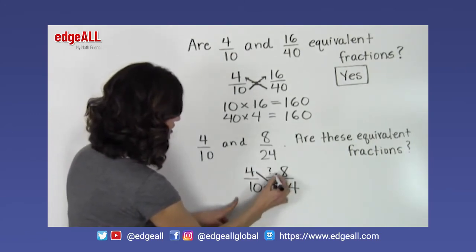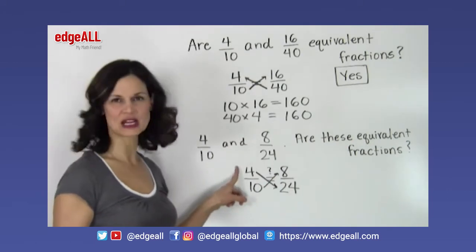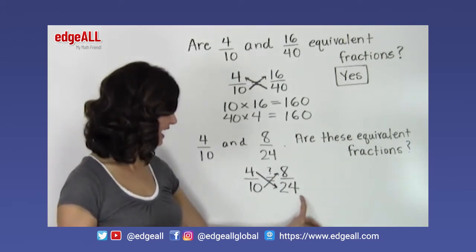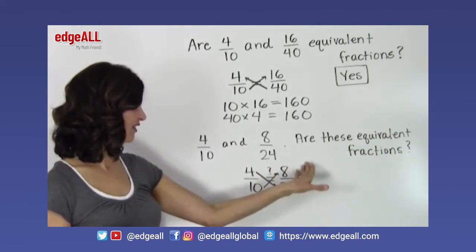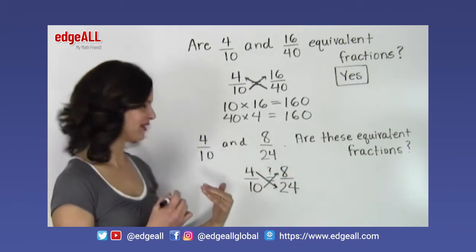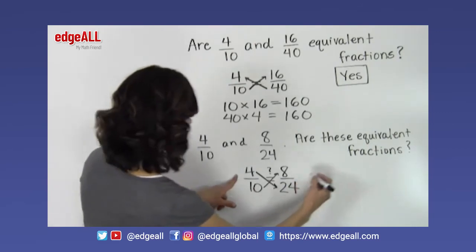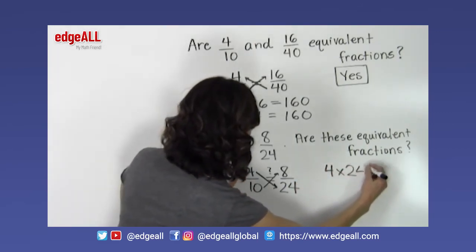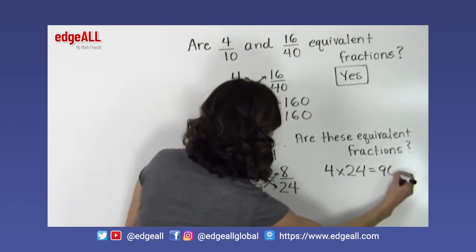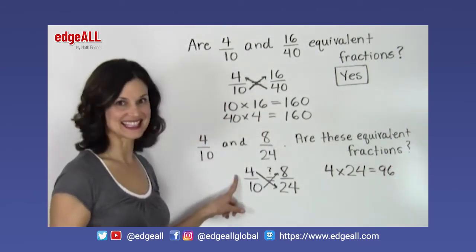I want to make sure that I multiply the numerator of one times the denominator of the other, and then vice versa, the numerator of the other times the denominator of the other. So I have two calculations here that I need to do. 4 times 24, which equals 96. And then let's see about the other one.